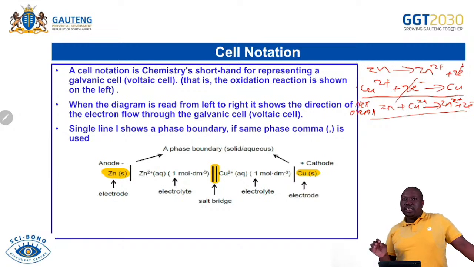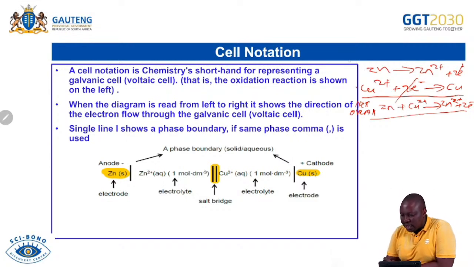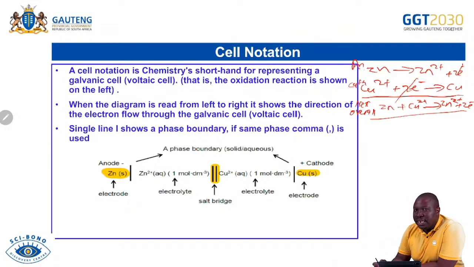So you are able to write the overall or the net cell reaction. Now, from there we're saying cell notation. Remember we said the first one there is the anode, the second one is the cathode. So when you write the cell notation, we are saying A, B, C, for you to remember that you start with the anode this side.